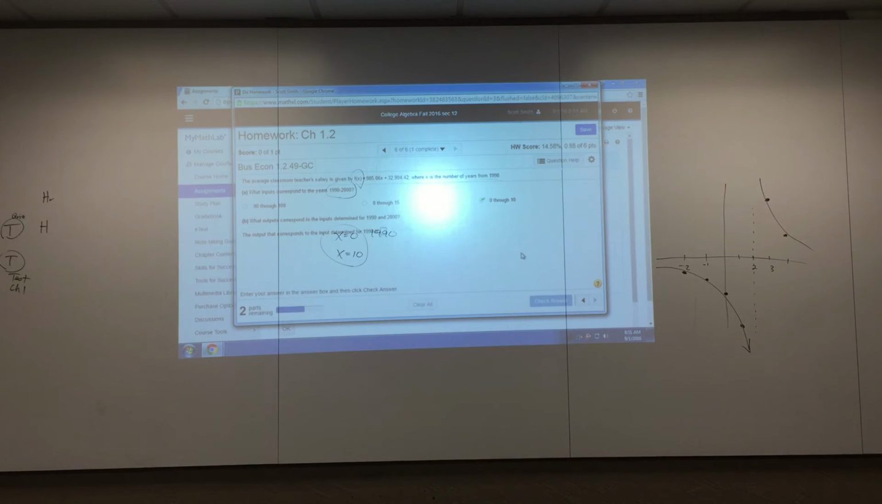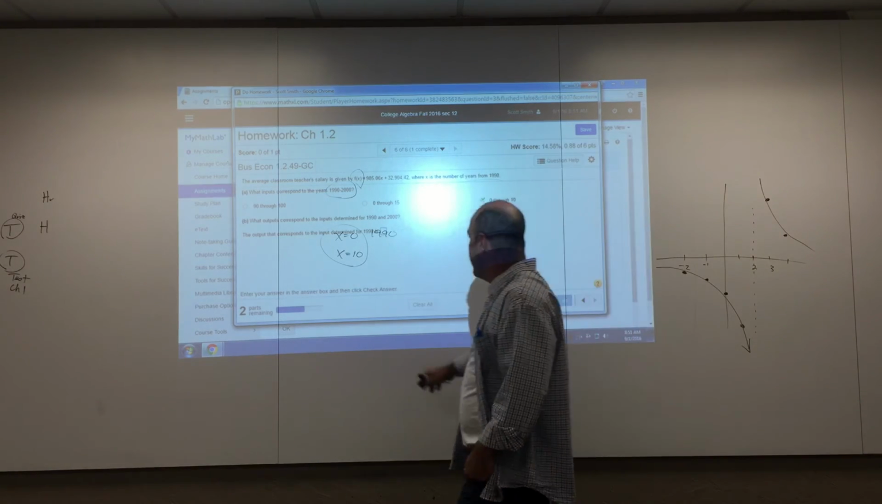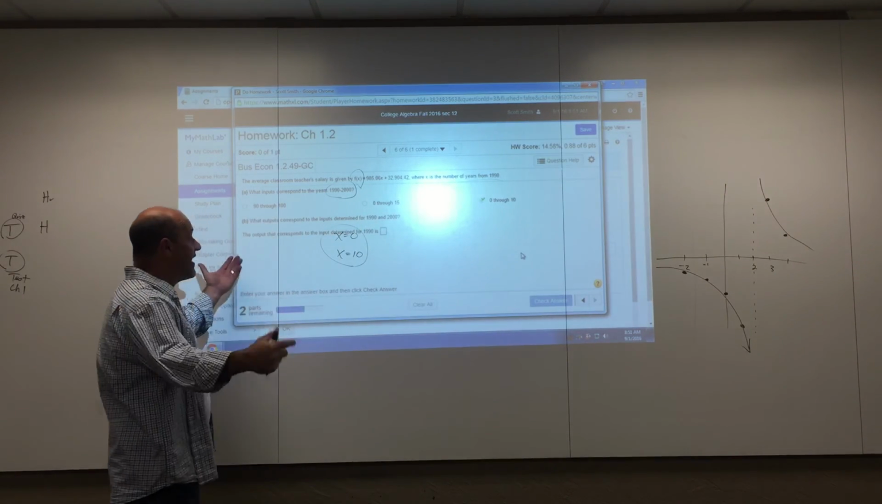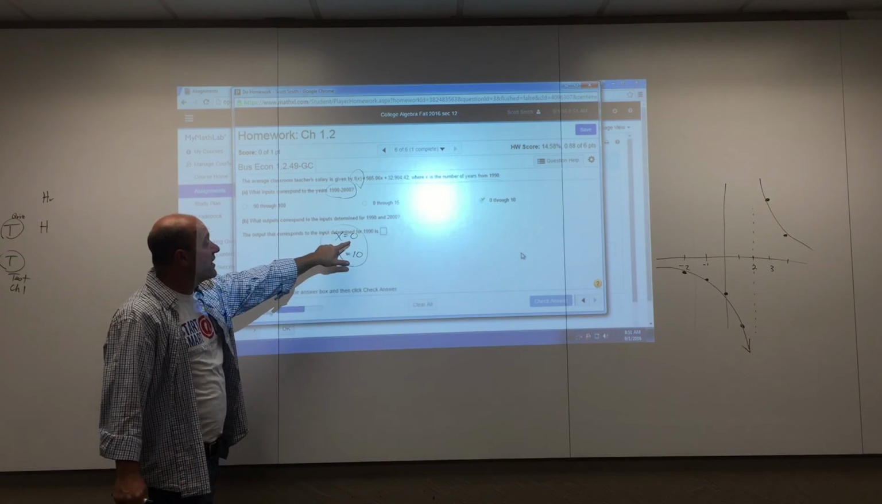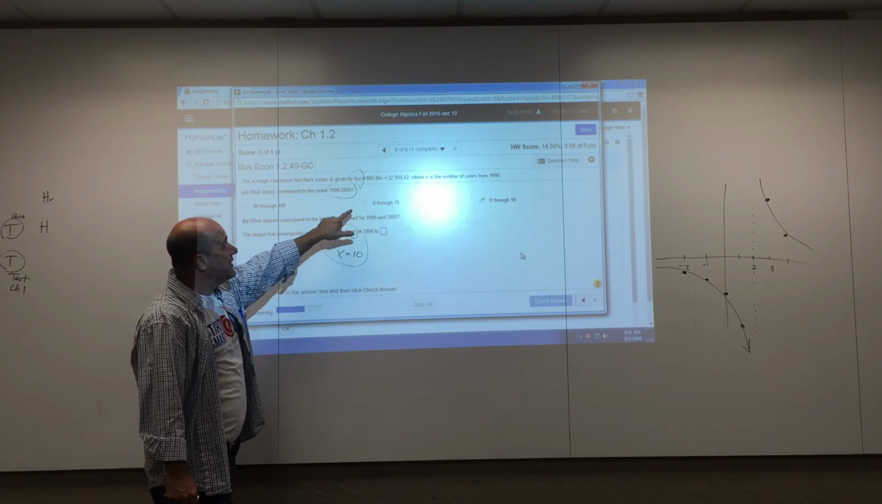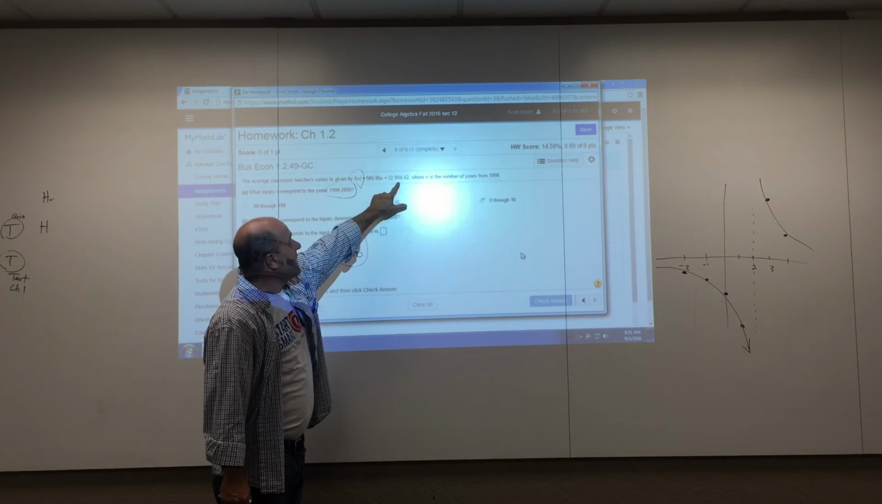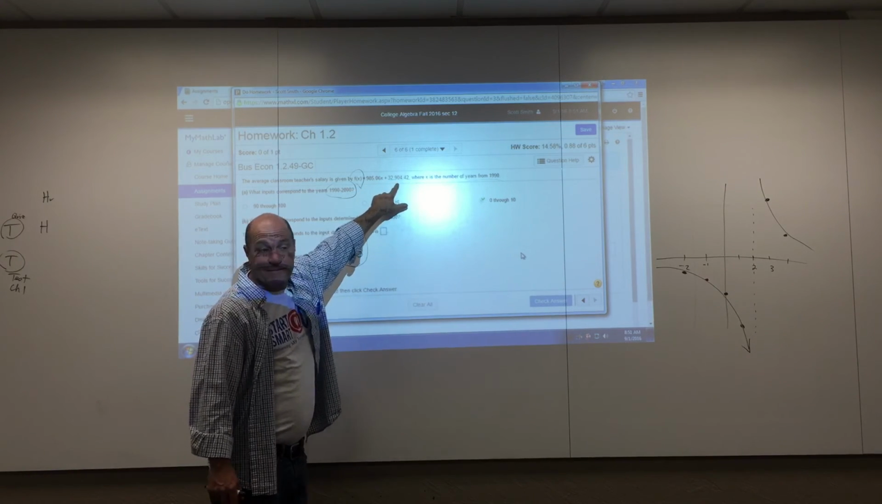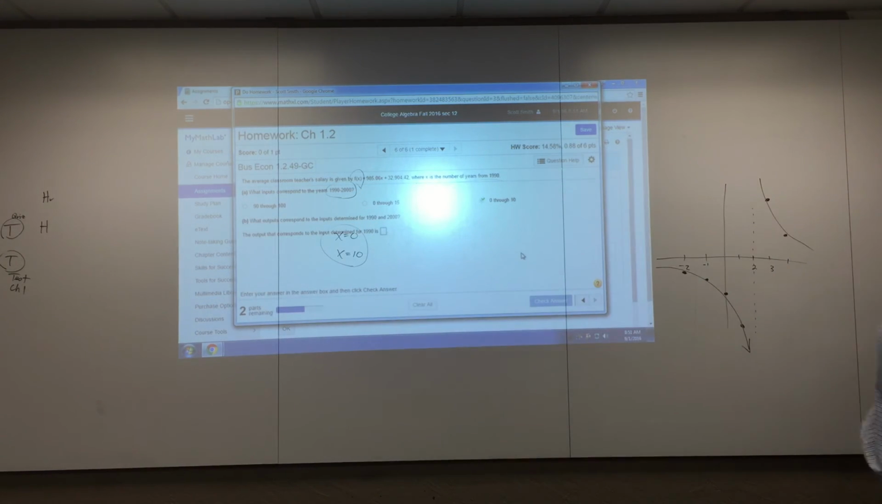What output corresponds to the input for 1990? So again, what's the Y value at 1990? That means plug in a 0, and that's real easy to do. When you plug in a 0, it's that number. 32,904.42.